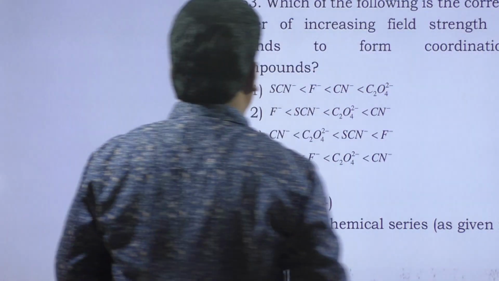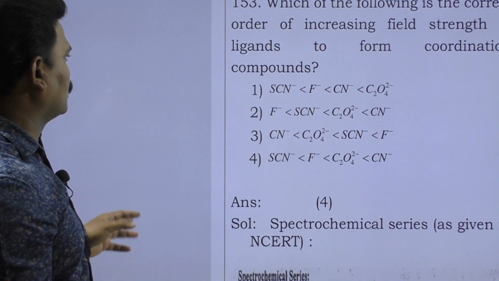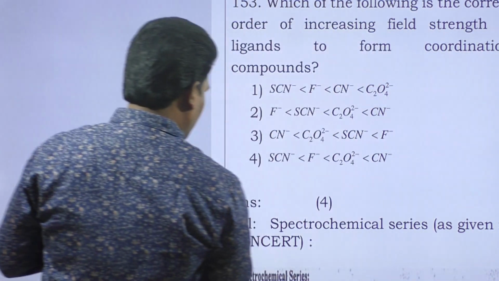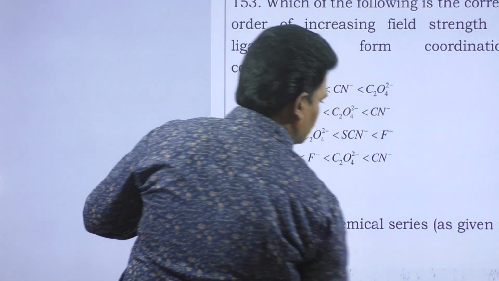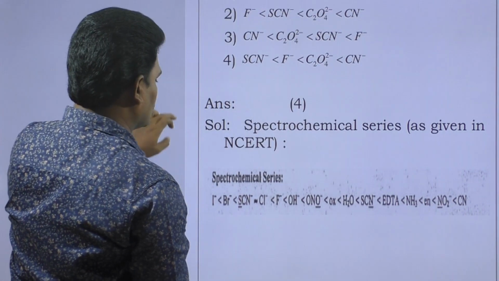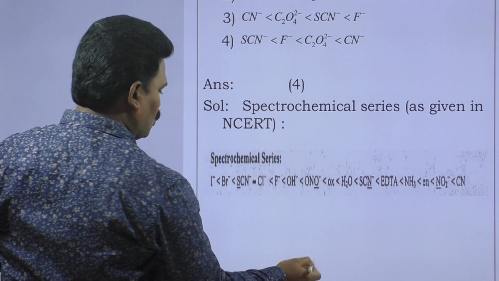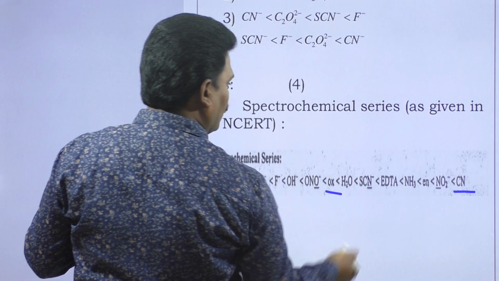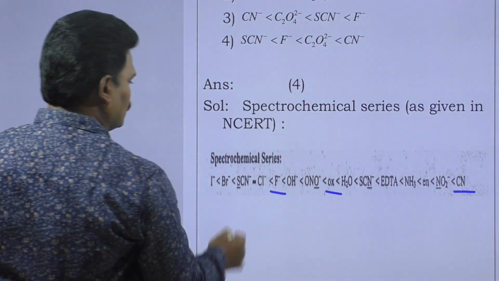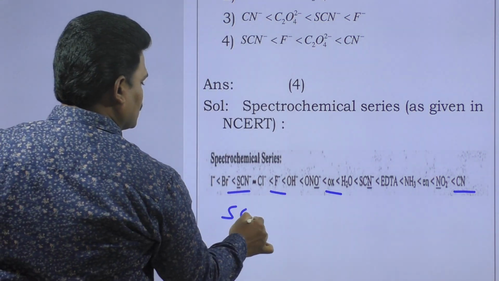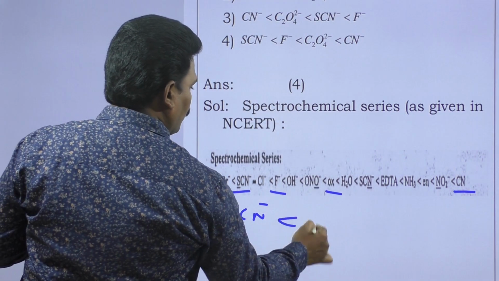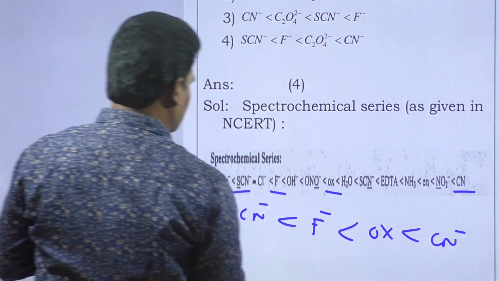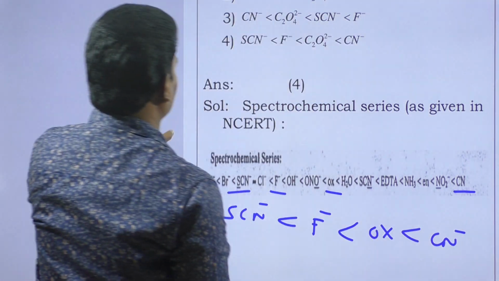153. Which of the following is the correct increasing order of strength of ligands? Strength of ligands, it is an NCERT lines spectrochemical series. In the spectrochemical series, the strongest ligand is CN minus, and then oxalate anion, and then F minus, SCN minus. So the order is SCN minus less than F minus less than oxalate anion less than CN minus. CN minus is a strong ligand. So the option is the fourth option.